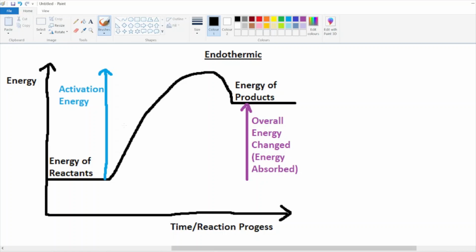Our activation energy here, the minimum amount of energy that the reactants need to collide successfully, is more than the overall energy change in endothermic reactions. You need to remember that the activation energy for endothermic reactions is not just that little bit, because we're starting down here. They need this much energy. They need more energy than the total amount of energy stored in the products to start reacting.